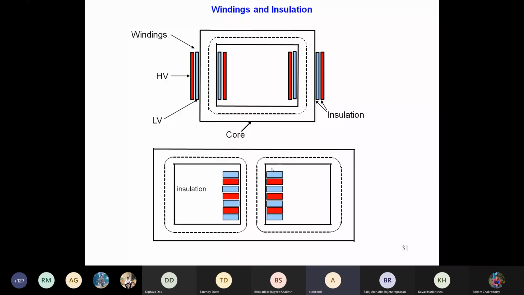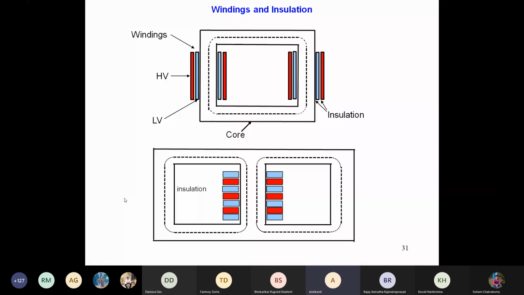Now this is another type. If you have the shell type construction, so you see the low voltage, high voltage is alternate. Low voltage, high voltage is alternate, and on the top there is a low voltage, on the bottom also the low voltage. That is just to protect the core from the high voltage.